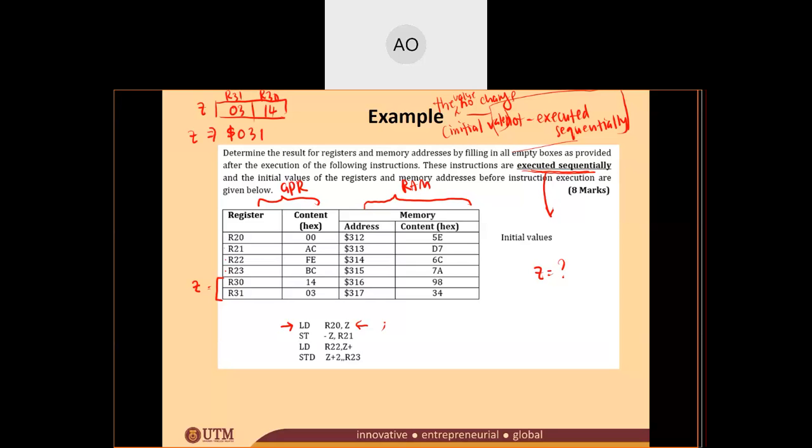So you know that Z, the pointer register, points to address 0314. Now you can answer this question. LD R20 Z: you go to the address pointed to by Z, which is address 0314, take the value and put it into R20. So you go to address 314, this is your address 314. Take the value. So R20 now will have what value?